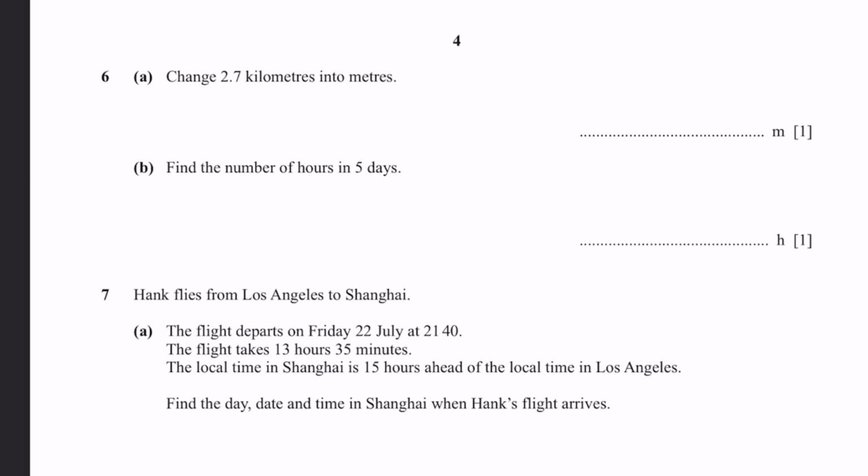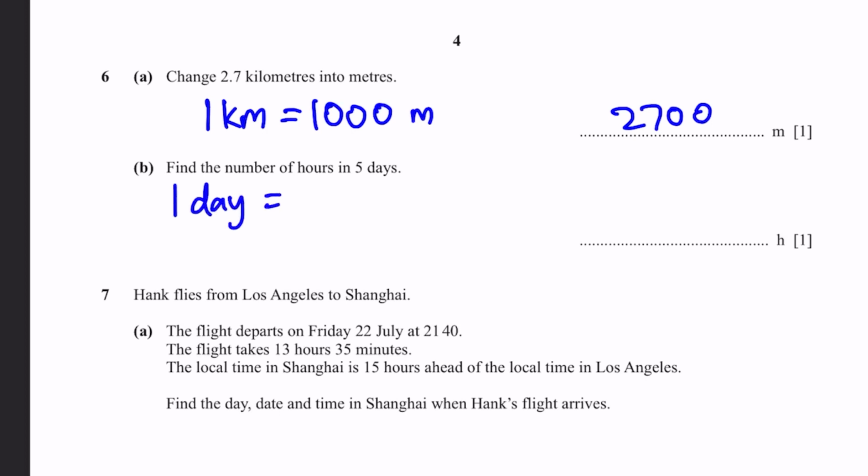Question 6. A, turn 2.7 kilometers into meters. So 1 kilometer is 1,000 meters. So 2.7 kilometers is 2.7 into 1,000, which is 2700 meters. B, find the number of hours in 5 days. So 1 day is 24 hours. So 5 days will be 24 into 5. And the answer for that is 120 hours.